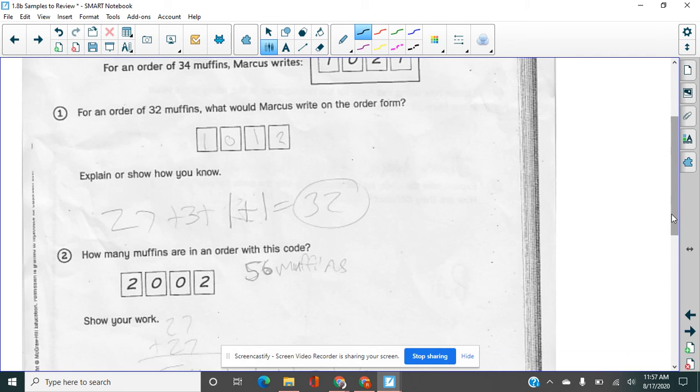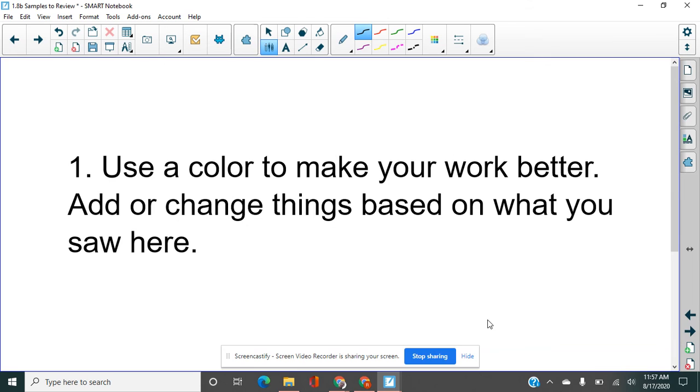Hey, what'd you say? Did you say write a sentence to explain? Yep. Did you say draw a picture to explain? Yep. Did you say label the place values here? Yep. Those would all work, and maybe you came up with something else that would work as well. So on your paper, same paper, you're going to write on it by adding or changing things based on what you saw here.